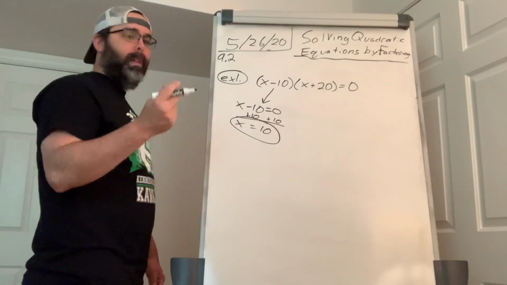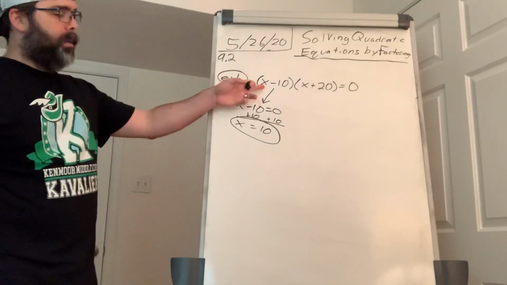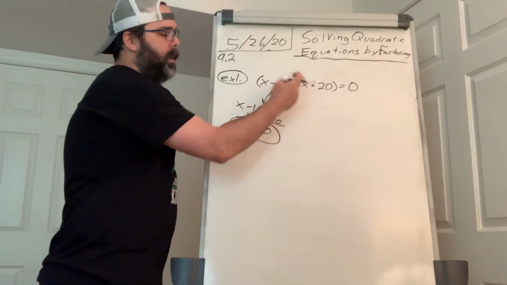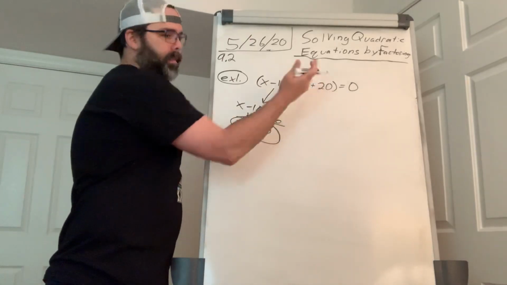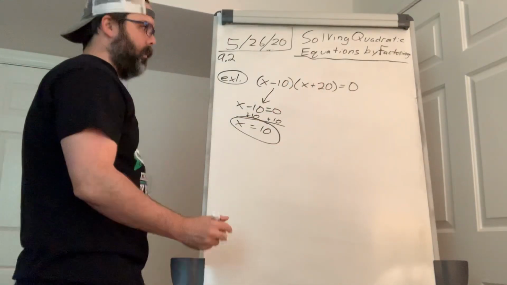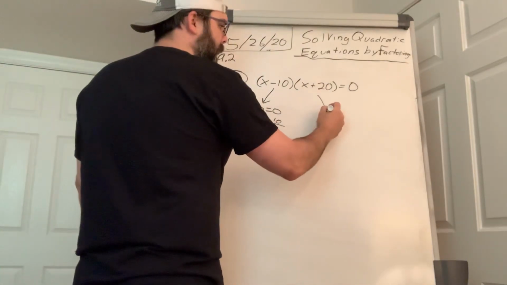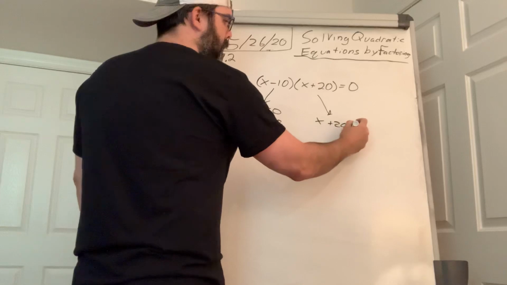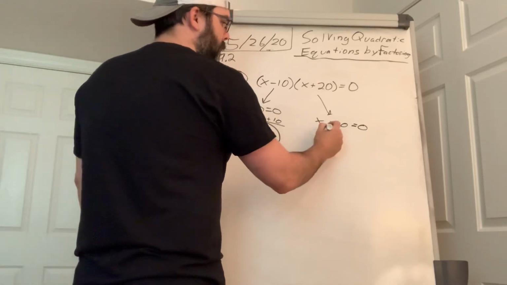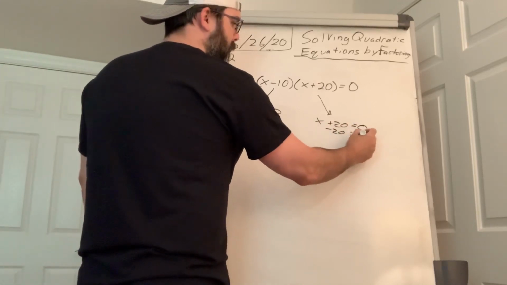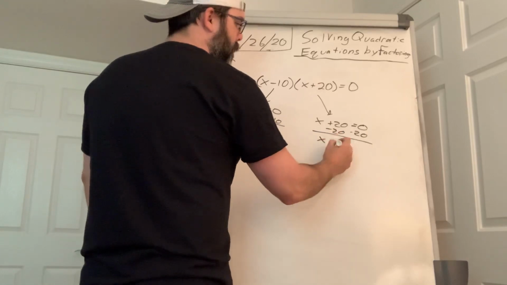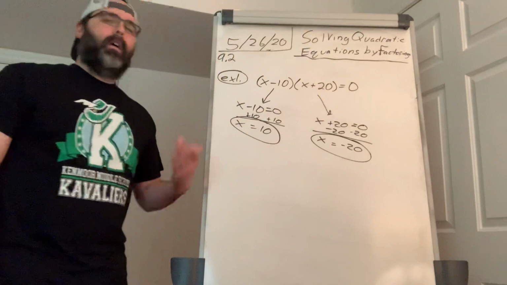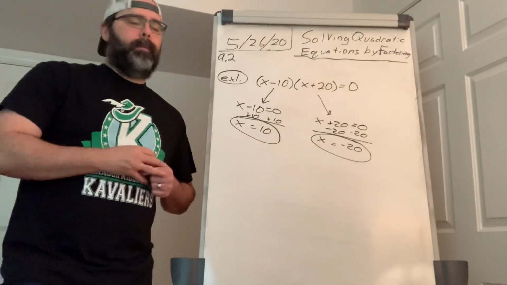All right. But like I said, this could be 0 or this could be 0. So what number could I put in here to get this to be 0? Well, the answer is negative 20, right? But let's solve that anyways. x plus 20 equals 0. We subtract 20 from both sides, and we get x equals negative 20. Okay, that's our other solution to this quadratic equation.